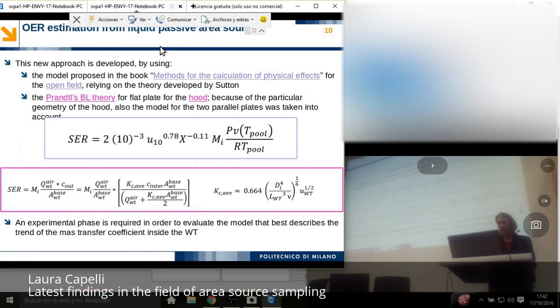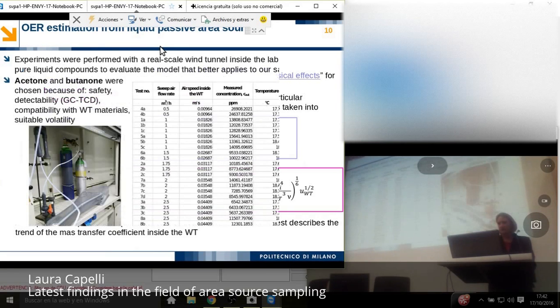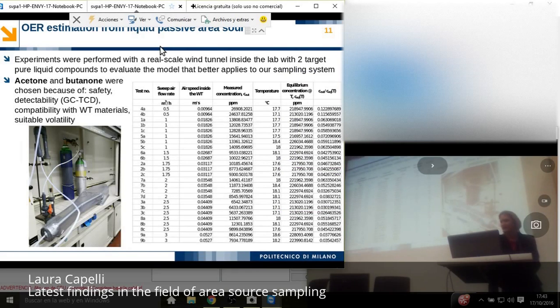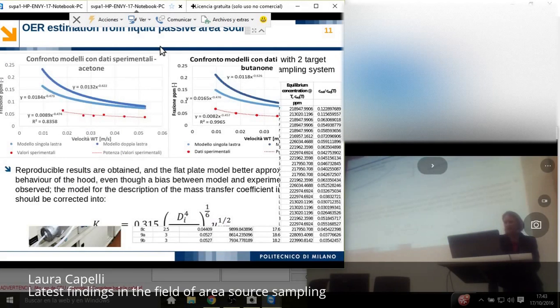What we did afterwards is that, since our wind tunnel has a very particular geometry that doesn't fit either of these two models, we passed to an experimental phase in which we tried to see which model applies better to our sampling system. We decided to work with acetone and butanone for a lot of good reasons: safety, the fact that we could detect them with our instruments in the lab, and that they are compatible with the wind tunnel materials and so on. And we got some interesting results, very reproducible.